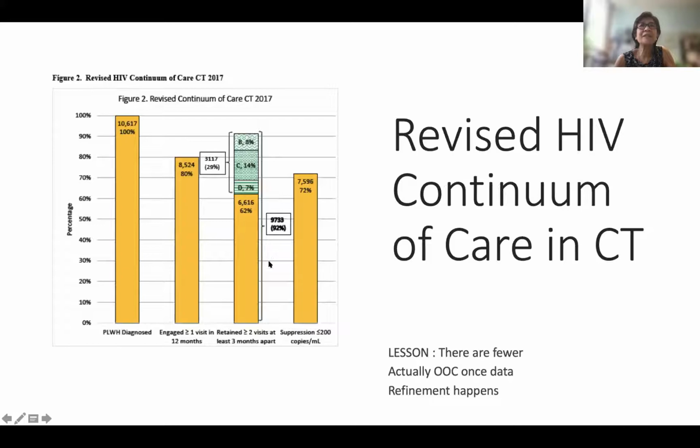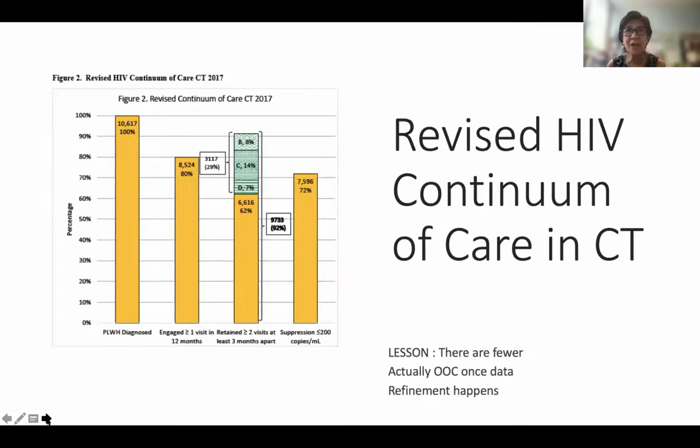And so in fact, if you add those in-care people to the list, the number that are out of care is actually not as much as you would think. In fact, 92% by our calculation are retained in care, and maybe only 8% are not retained in care, and that's a much lower workload for people to find. Okay, so that was our first lesson. There's actually fewer out of care once you refine the data.